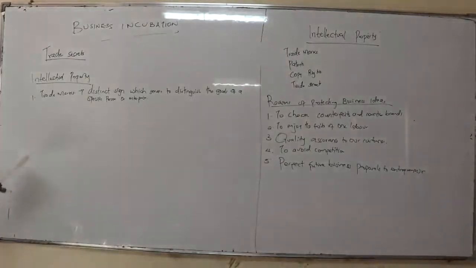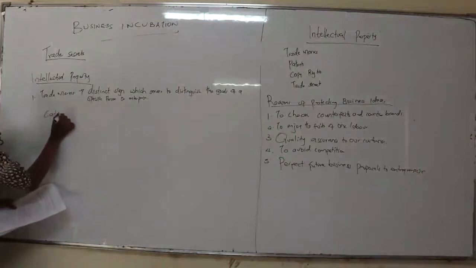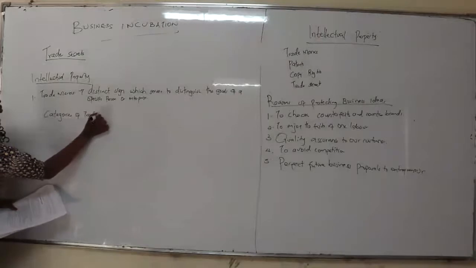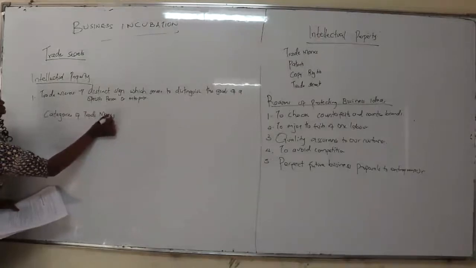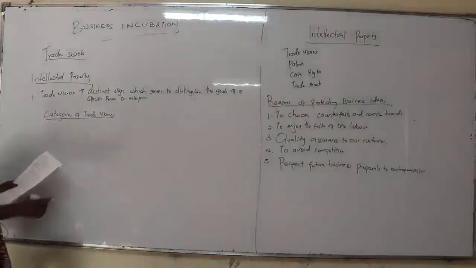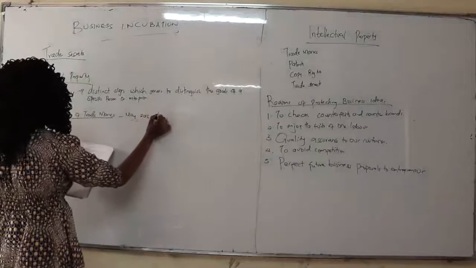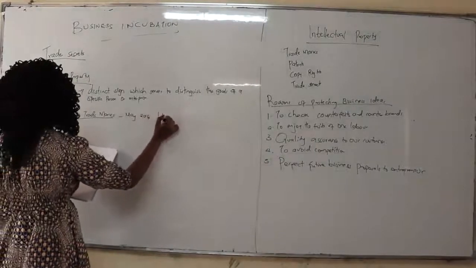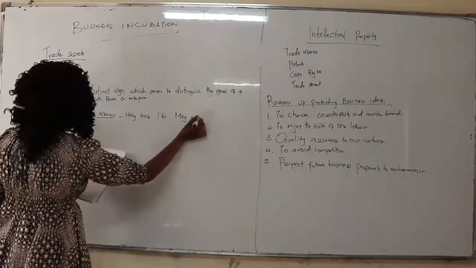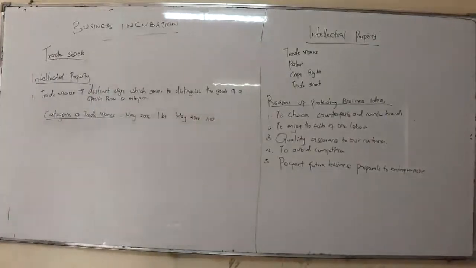Now let us look at the categories of trademarks. This one was tested in May 2016, question number 1B, and also May 2018, question number 1C. Categories of trademarks.